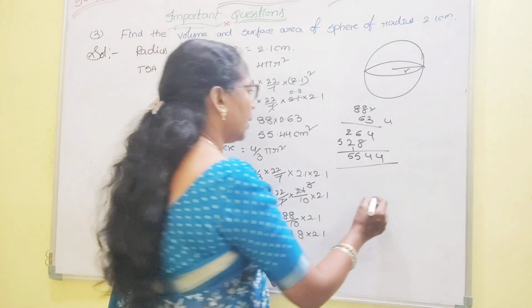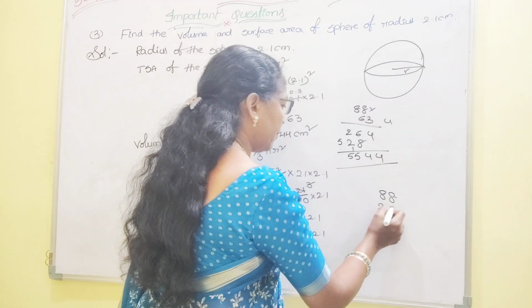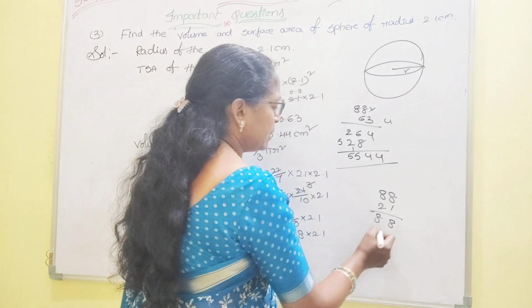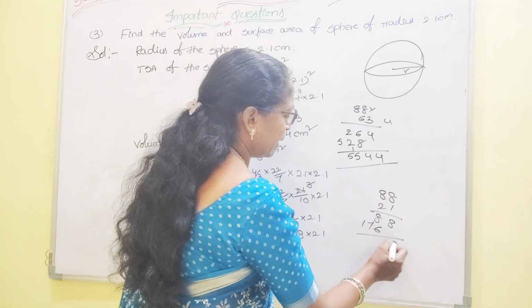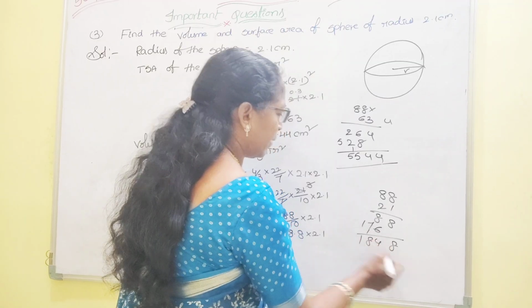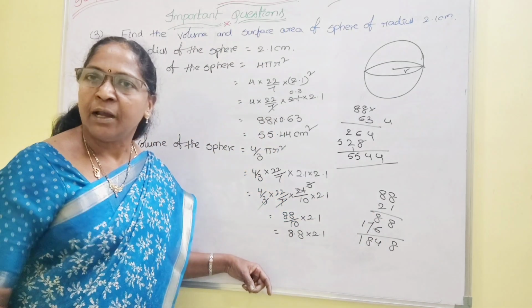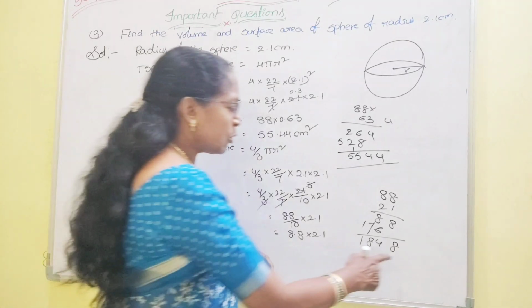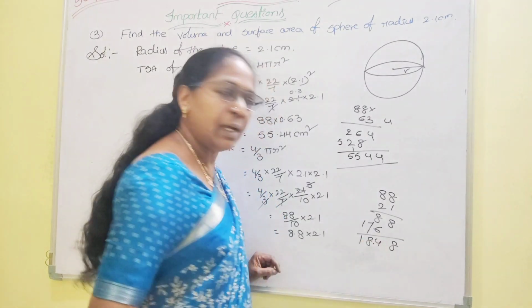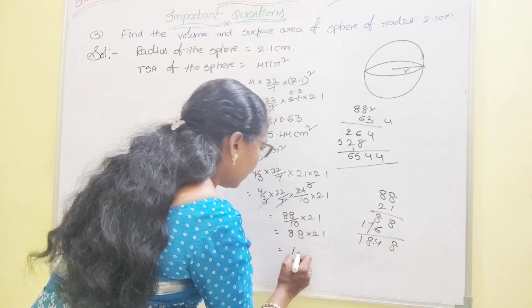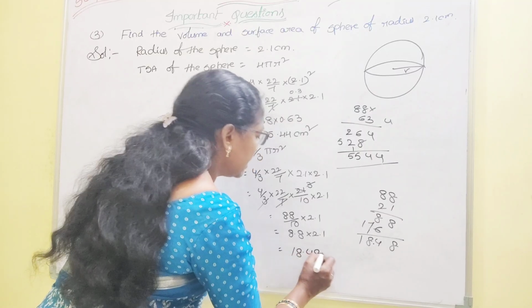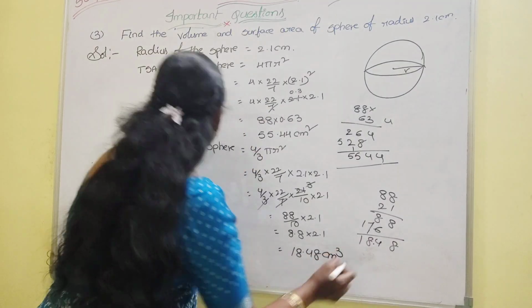Now again you can multiply 88 by 21: 8, 8, 16, 16 plus 1, 17, 8, 14, 8, 1. So here there is one digit after the point, and here also one digit after the point. Total 2 digits are there. So count 2 digits and keep the decimal point. That equals 18.48 centimeter cube is the answer.